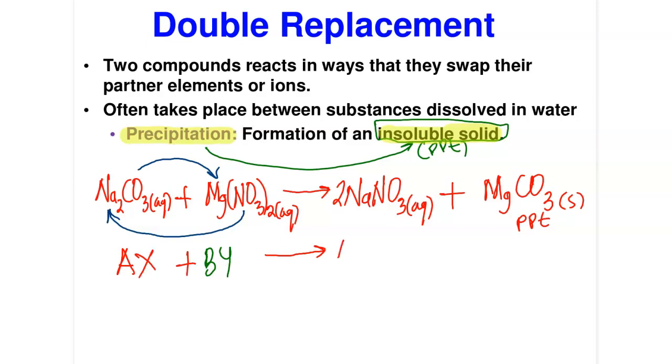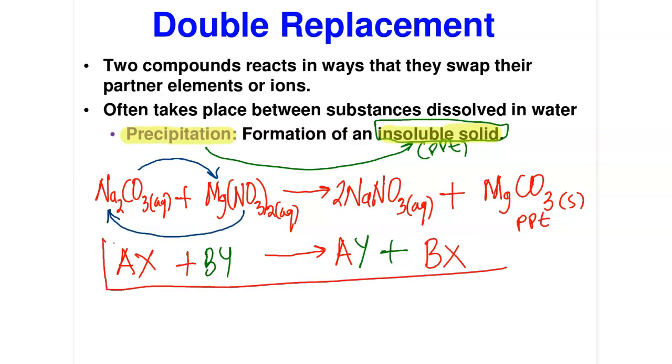So I'm going to have here A, I'm going to use green. You're going to have AY plus BX. This is a typical case of the general reaction. What they simply do is just swap their partners. It's a fair competition. Nobody loses in this relationship. So another good example, let me take another example here.